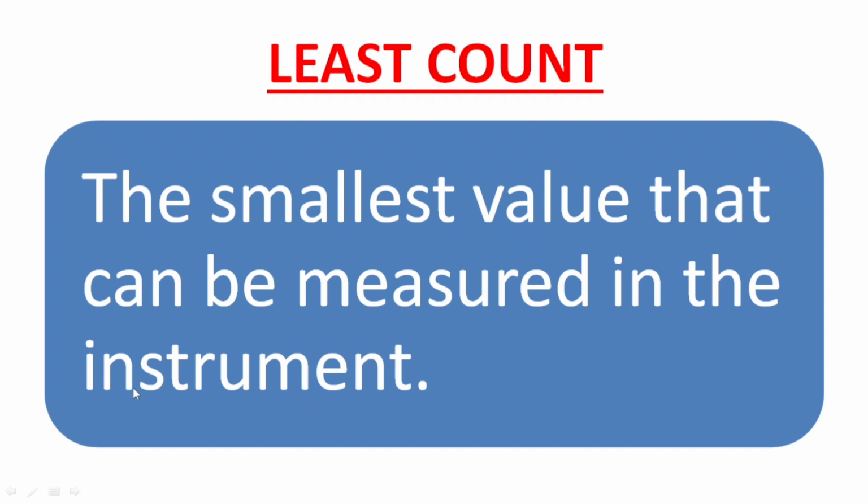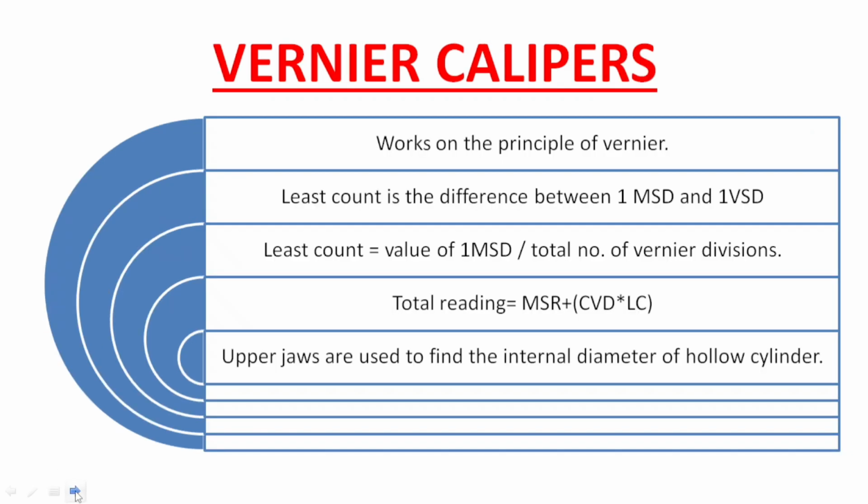So the next topic is least count. The smallest value that can be measured by the instrument is called the least count. Simply, the smallest value. So the next topic is vernier caliper.